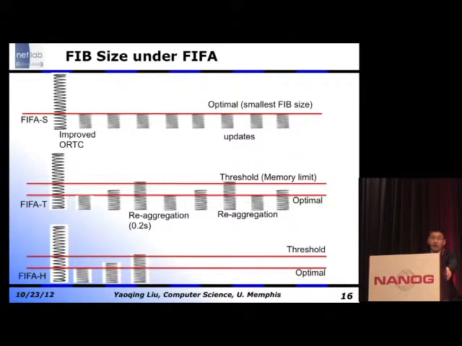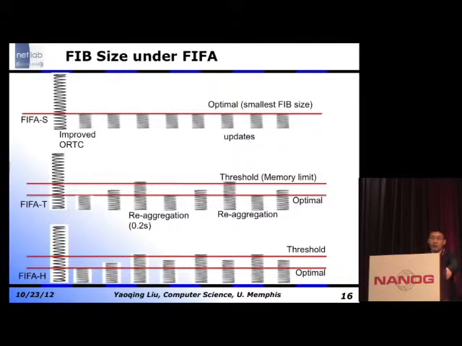So for FIFA-H, before the threshold is reached, it has the same operations as FIFA-T. But in order to avoid the reaggregation, instead of pushing the FIB size back to the optimal, the smallest FIB size, the algorithm just pushes it under the threshold. And when more and more updates are coming in, the FIB size will go back above the threshold. So we'll do the push again, so on and so forth, but no reaggregation.